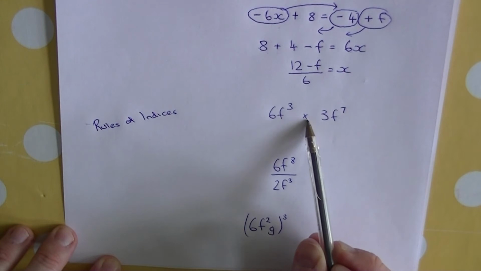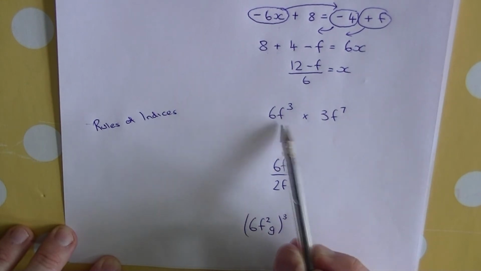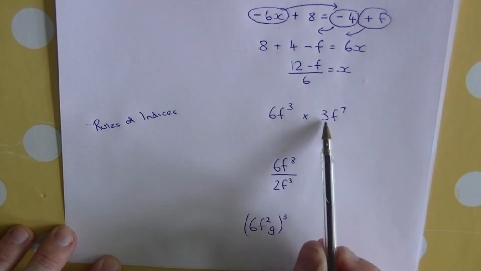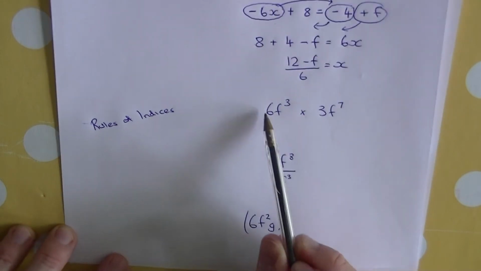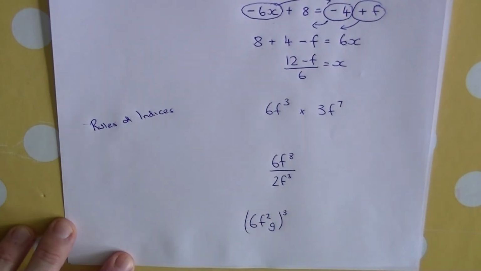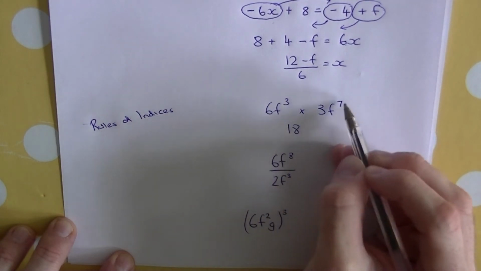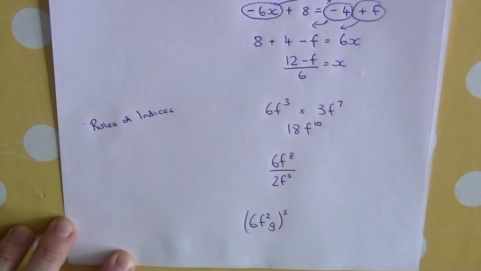If you multiply two of the same letter with different indices, we can add the indices together. Okay, numbers, same rules apply. We can just do that as 6 times 3. So in this case, 6, apologies, that's moving around a bit. 6 times 3 is 18. F to the power 3 times f to the power 7, add the indices, f to the power 10.